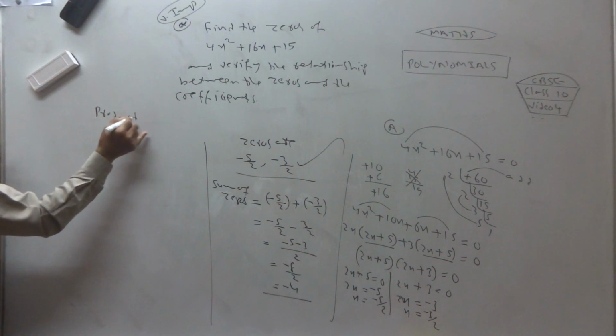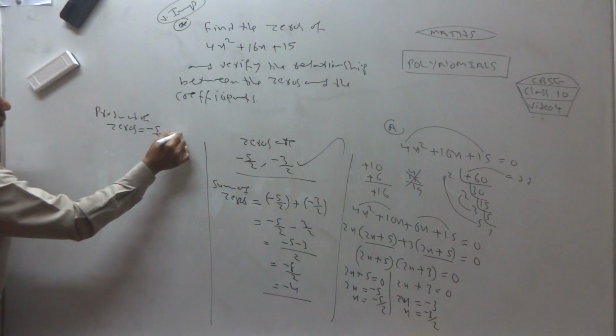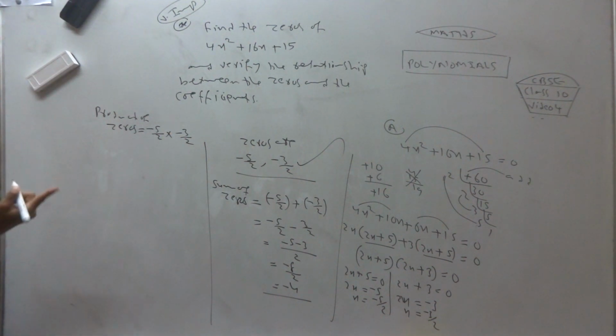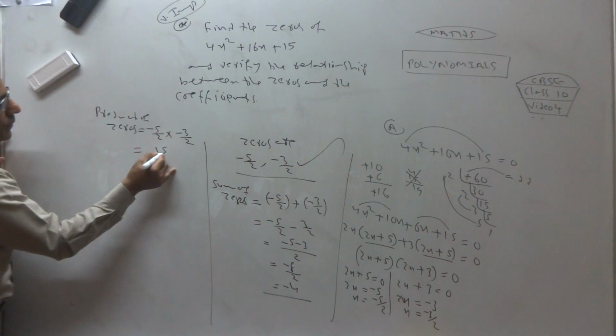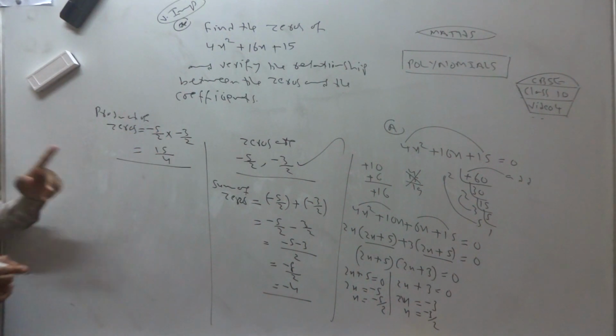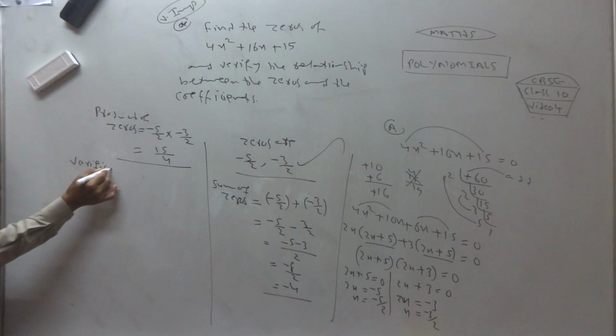Then you find the product of zeros. Product means multiplication, right? Minus 5 by 2 into minus 3 by 2, minus minus plus, 5 threes are 15 by 4. So I got the sum and product. Now we do the verification.